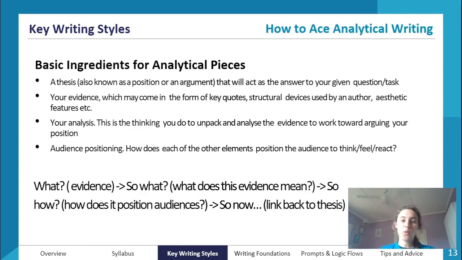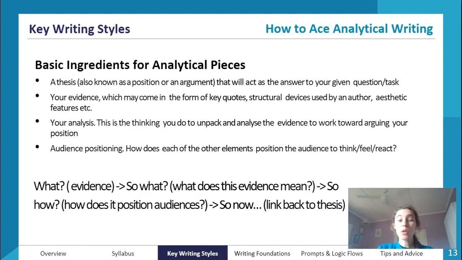So, what are the basic ingredients for analytical pieces? So, we've got a thesis, so also known as that position or the argument, and that will act as the answer to your question or the task that you've been given. So, you may be asked, to what extent do you agree with the idea that Lady Macbeth is evil? So you could then have your thesis saying, arguably, Lady Macbeth is an evil character. That's just a really simple example, but that's the crux of it. It is stating exactly what you believe for that particular prompt, but doing so in third person, of course. You won't be using I in an essay because it does have that formal tone.